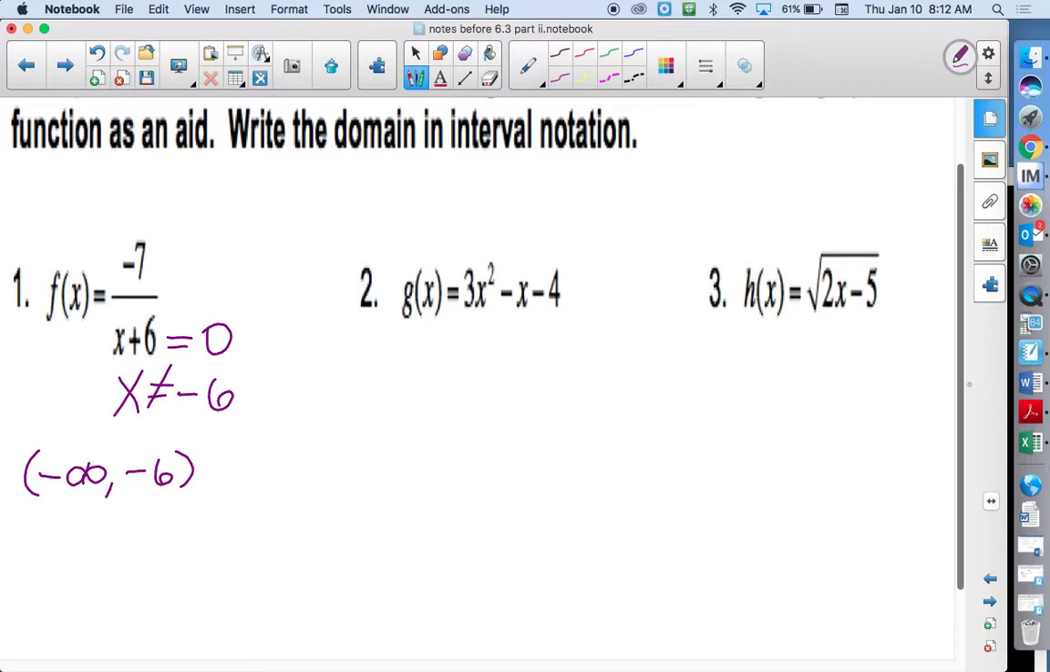And then the other part of the domain is going to be from negative 6 to infinity.